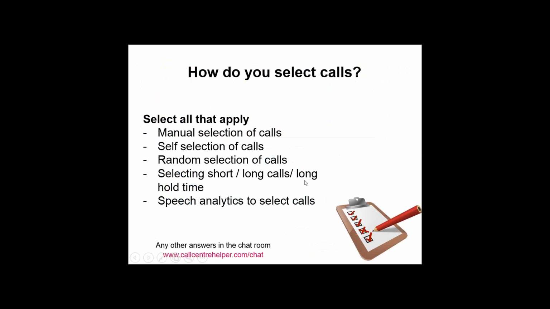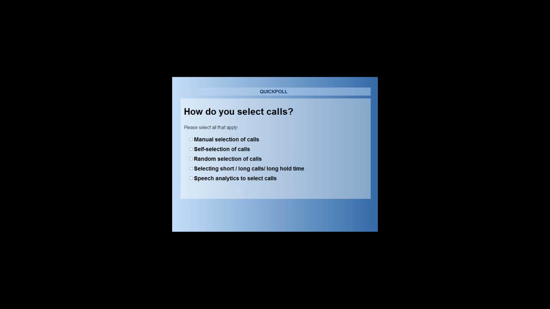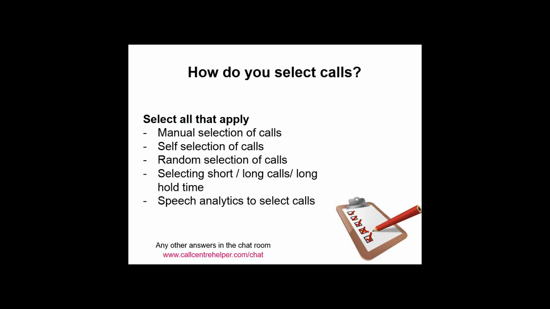We're just going to ask the question: how do you select calls for quality? Do you do it through a manual selection of calls? Do you do it through self-selection of calls, where the agent selects the calls they want to score? Do you do it through random? Do you select short, long calls or long hold times? Or do you use some technology like speech analytics to select the types of calls that you want to look at? So let's have a look at the results. Just give people a little chance to run through. It'd be fascinating to see how many people are using technology to automate this. Absolutely, yeah. So let's have a look at the results there.